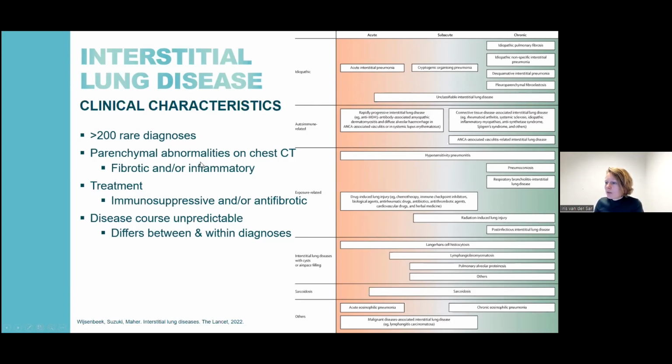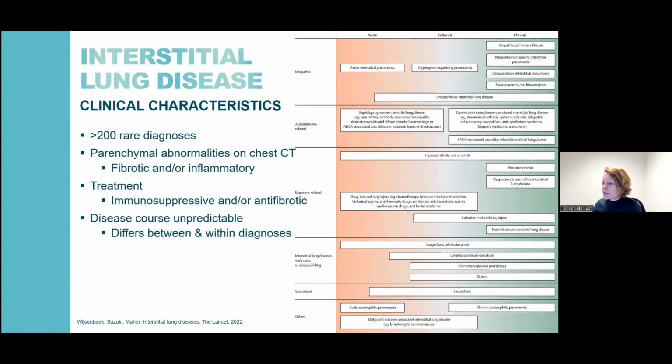Also, the pulmonary abnormalities that are visible on chest CT scan vary between the diagnoses, and patients have fibrotic and or inflammatory abnormalities on their chest CT scan. The treatment also varies between groups, where some patients benefit from immunosuppressive drugs, and other patients benefit more from anti-fibrotic agents. But it's very difficult to determine what patient benefits most from what treatment. And last but not least, the disease course is also very unpredictable.